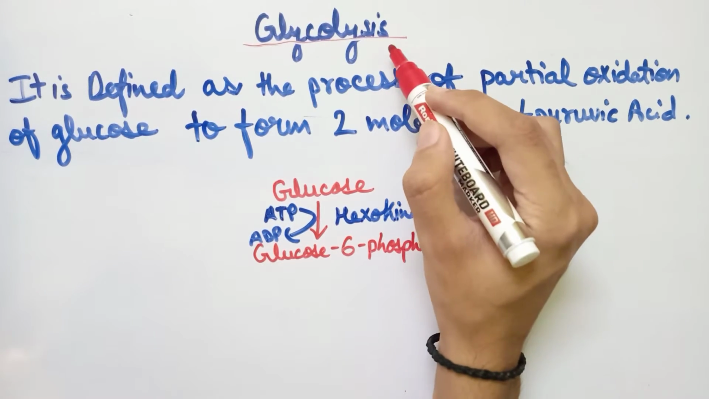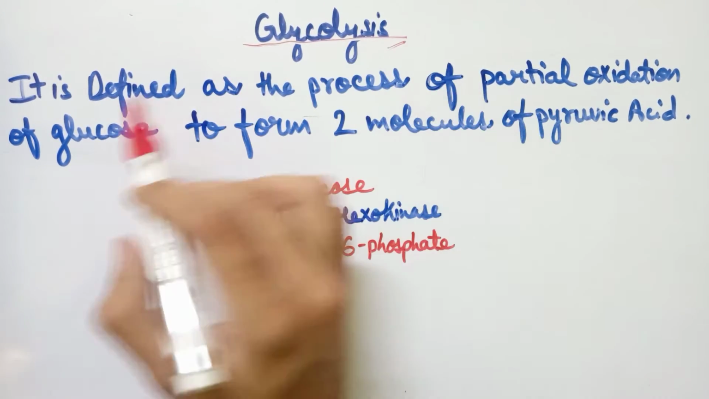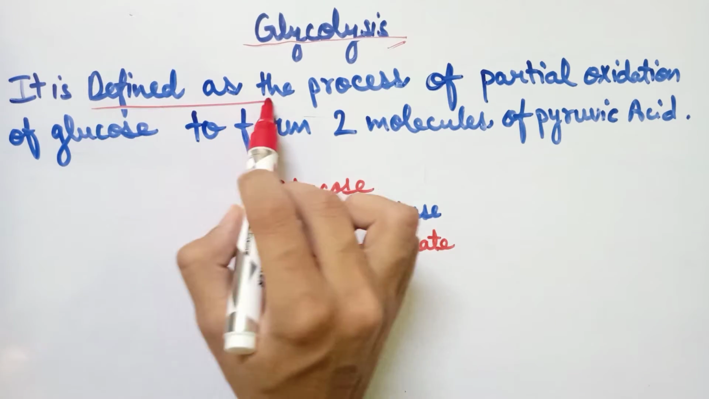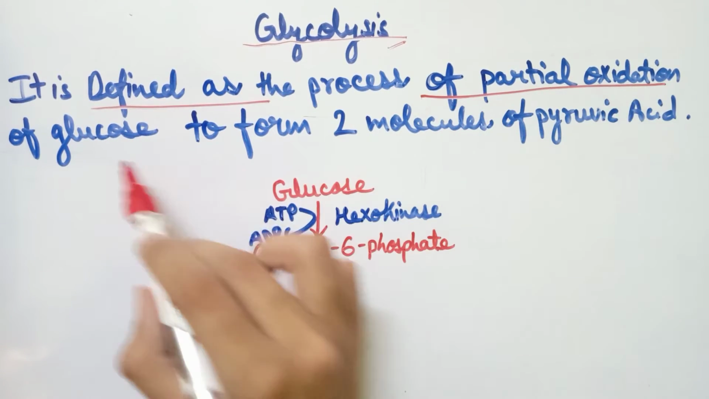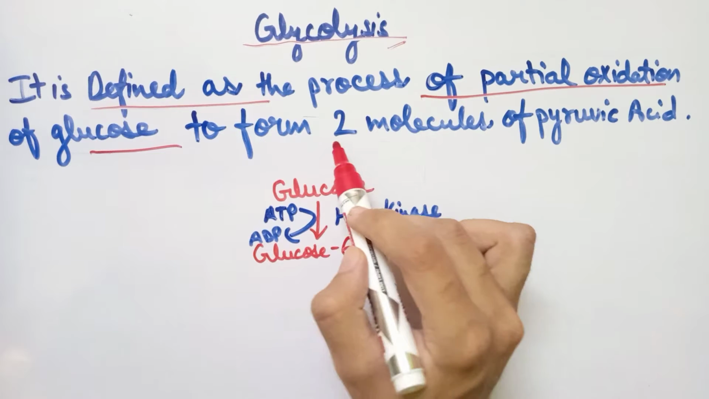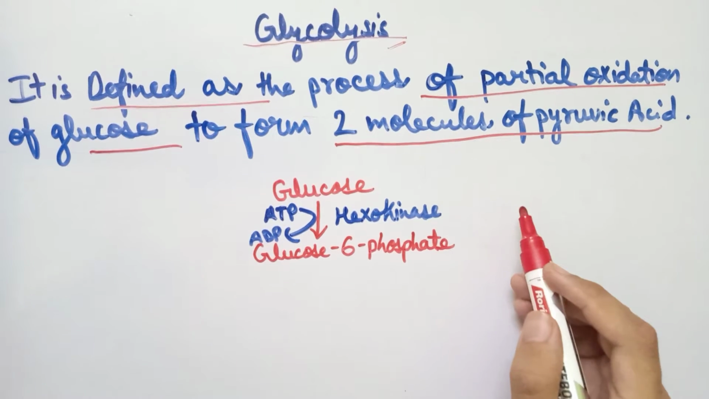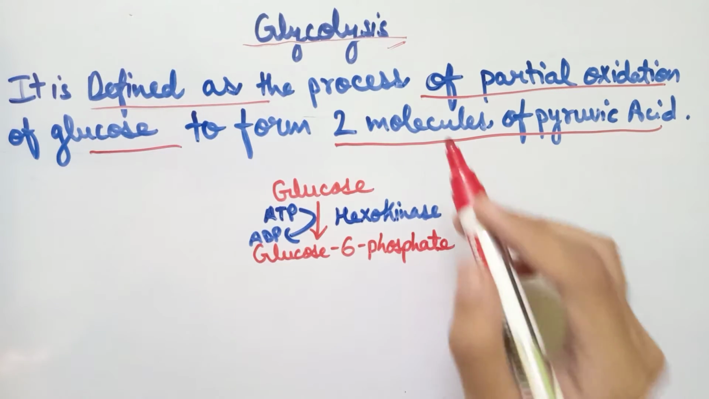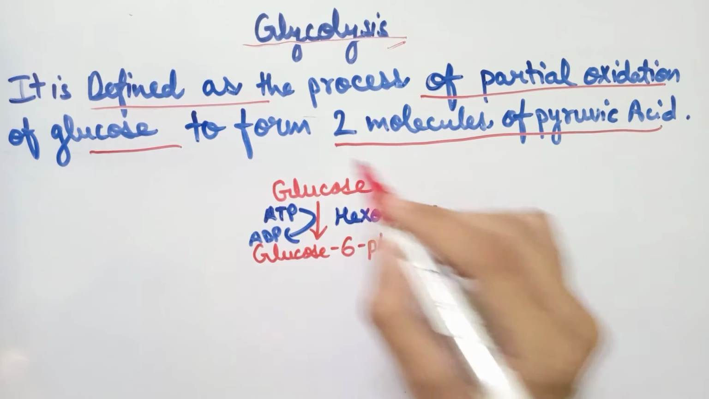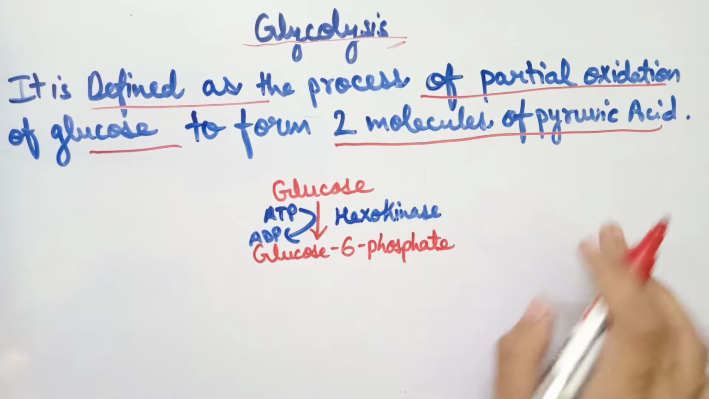Today we will study the glycolysis process. Glycolysis is basically defined as the process of partial oxidation of glucose to form two molecules of pyruvic acid. It is known as partial oxidation because glycolysis doesn't use oxygen, and it forms two molecules of pyruvic acid.